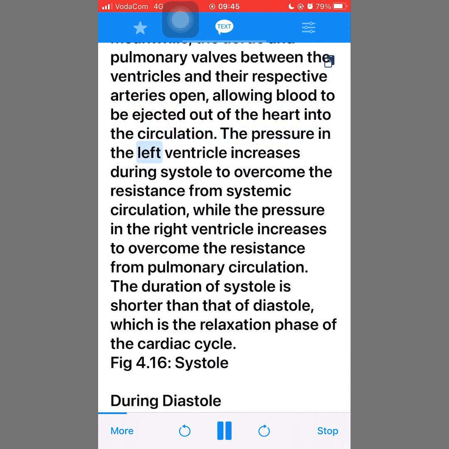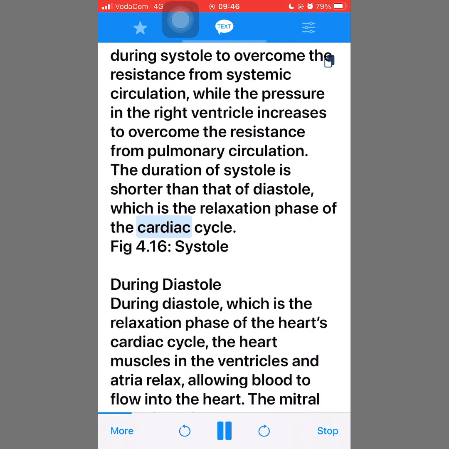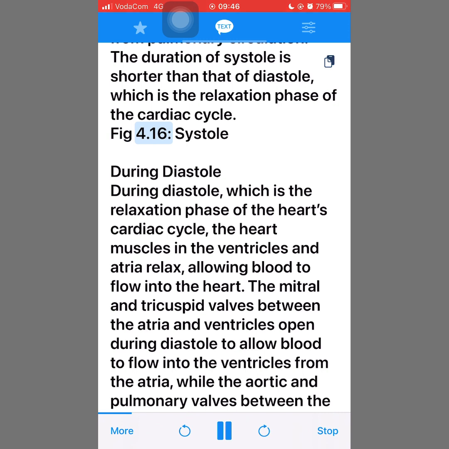The pressure in the left ventricle increases during systole to overcome the resistance from systemic circulation, while the pressure in the right ventricle increases to overcome the resistance from pulmonary circulation. The duration of systole is shorter than that of diastole, which is the relaxation phase of the cardiac cycle. Figure 4.16, systole. During diastole.